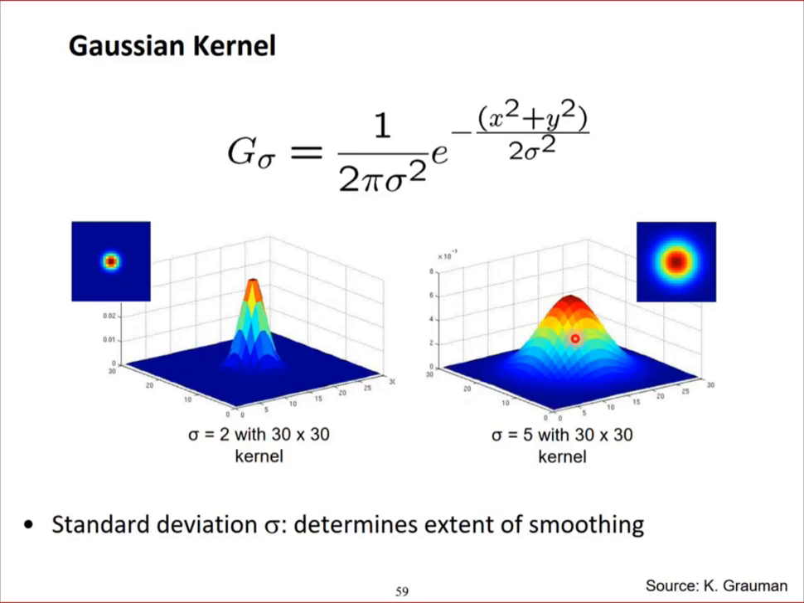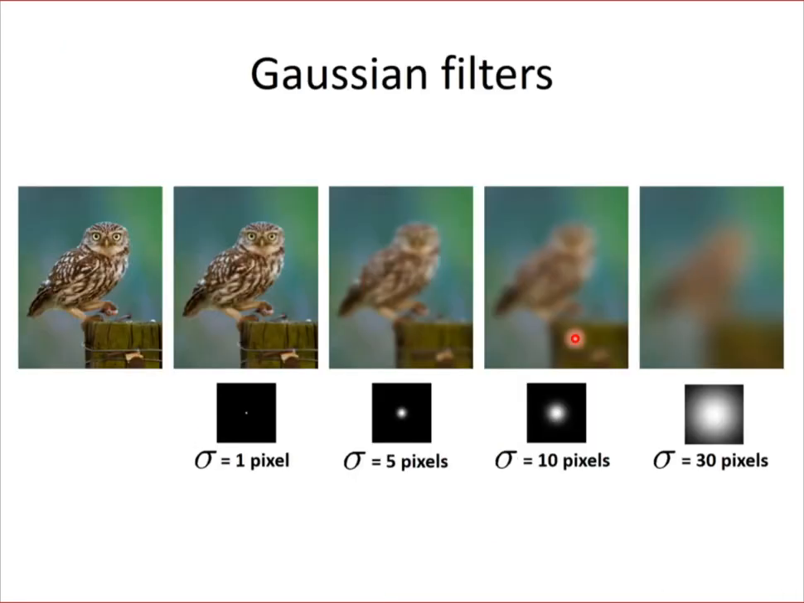When we apply different Gaussian filters to an image, for the input image, with sigma being 1, this is the result, then 2, 5, 10, and 30 pixels. So you can see the difference. With a larger Gaussian kernel, the filter will become larger and flatter. Your generated result will become more blurry.